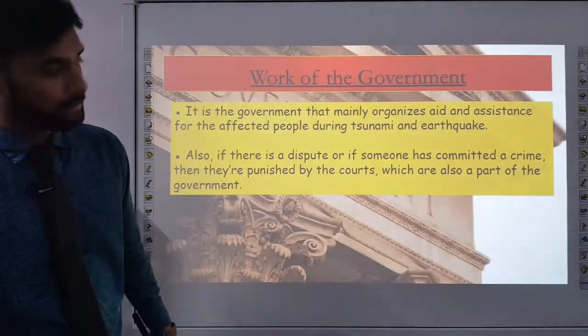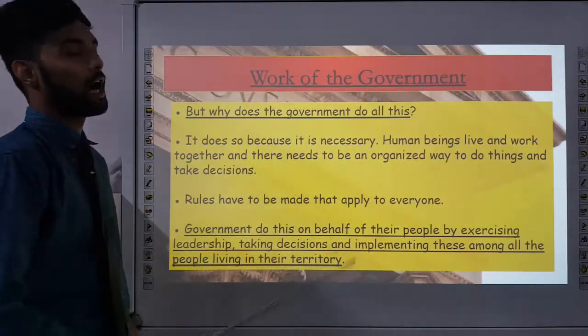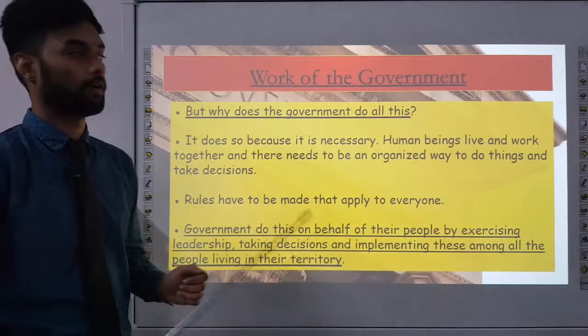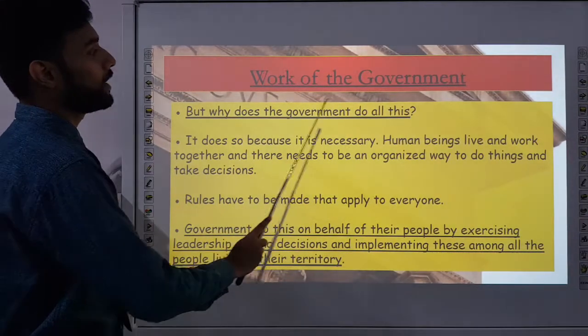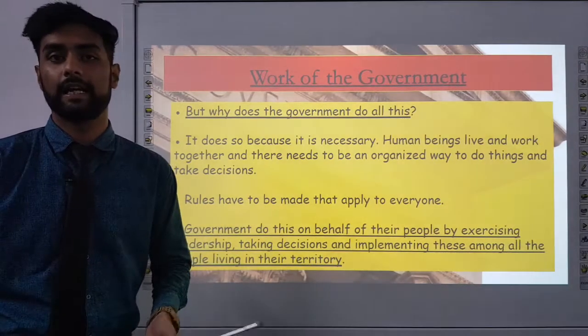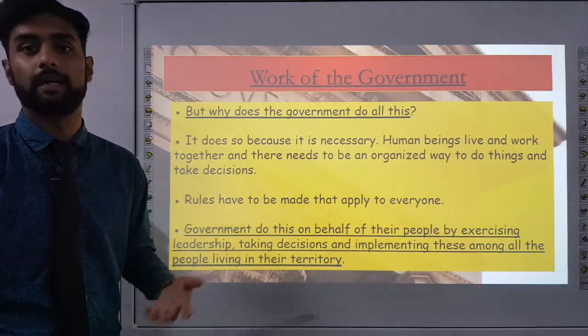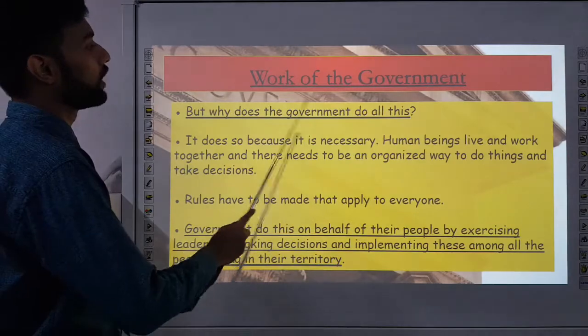Okay, moving on. Now, work of the government. Now we ask ourselves a question. Okay, what is the question? Why does the government do all this? इतने सारे decisions हैं, it is aiding other people, giving assistance. Why? Why does the government do all this?